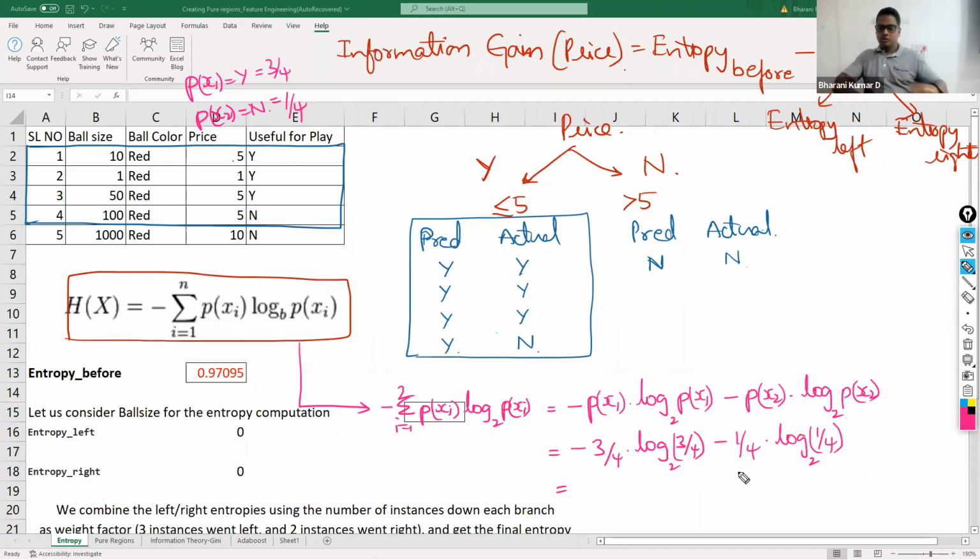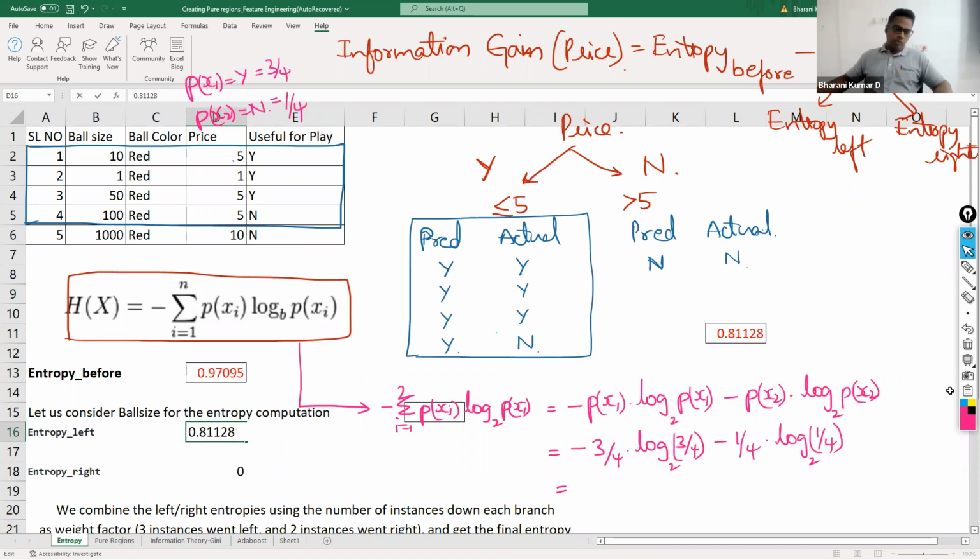How much would you get when you solve this? Let us solve this. It would become minus 3 by 4 into log of 3 by 4 base 2 minus 1 by 4 into log of 1 by 4 base 2. And then you get how much? 0.81128. This is going to be the entropy towards the left. Okay, let me write it as 0.81128.